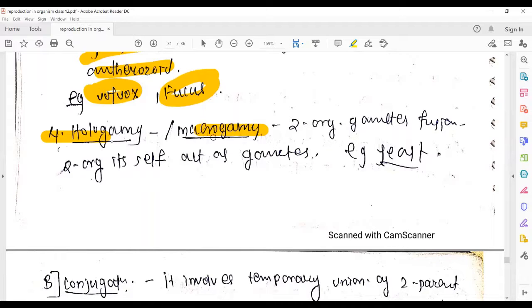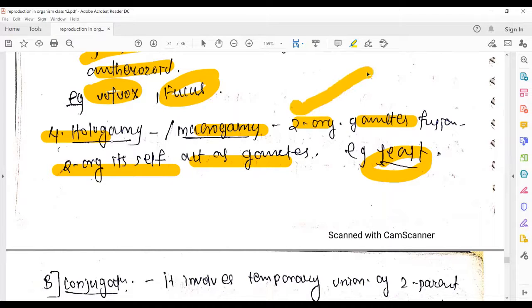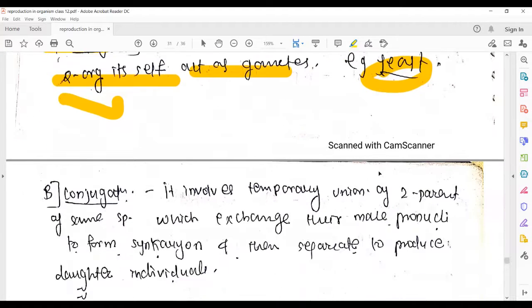Hologamy, or macrogamy, can be the term used. Two organisms fuse, or the two organisms themselves act as gametes and fuse together. Take yeast as the example here. What am I saying? Two organisms, and their gametes fuse, or both organisms act like gametes with each other, and the example in front of you is yeast. Okay.